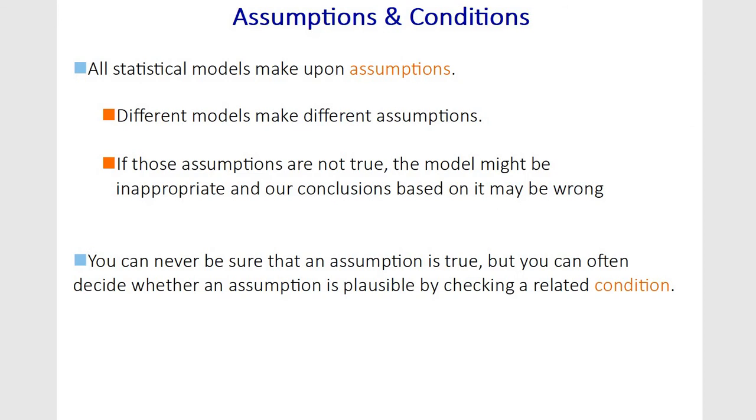Okay, so all statistical models are made upon assumptions. That's clearly a typo there. That's supposed to say made upon assumptions. Different models make different assumptions. So we can't be sure if the assumption is true, right? Because if it's not true, then things are all wrong. But we can check it based on conditions, okay? Assumptions are exactly what that is. They're plausible.